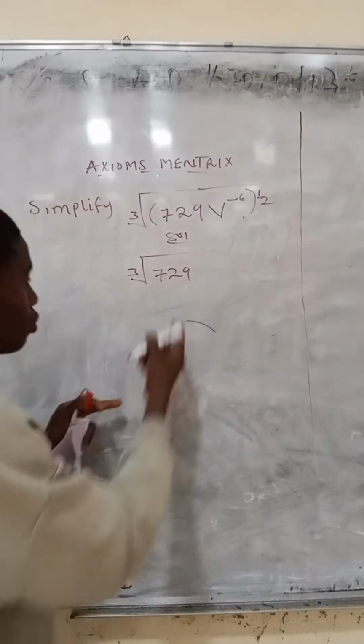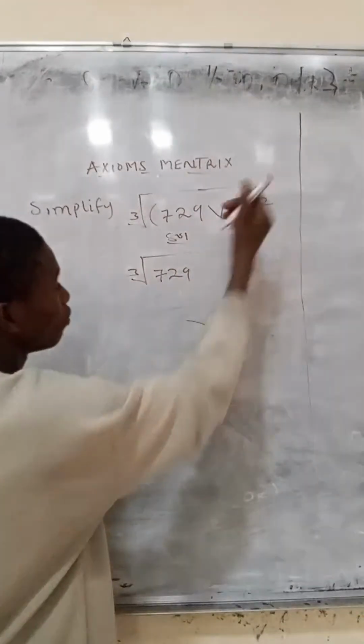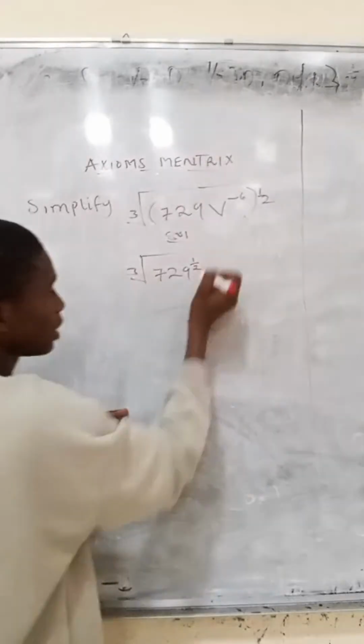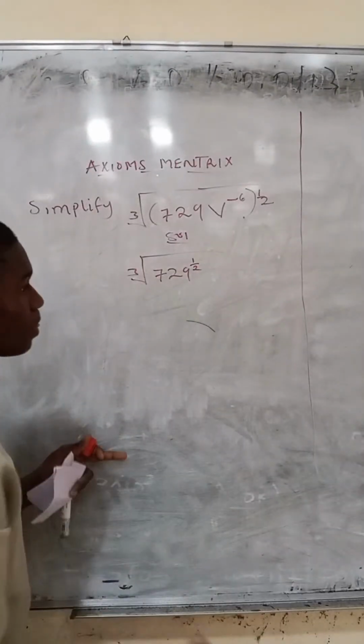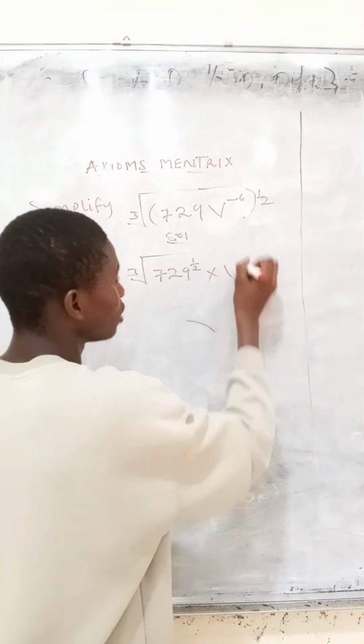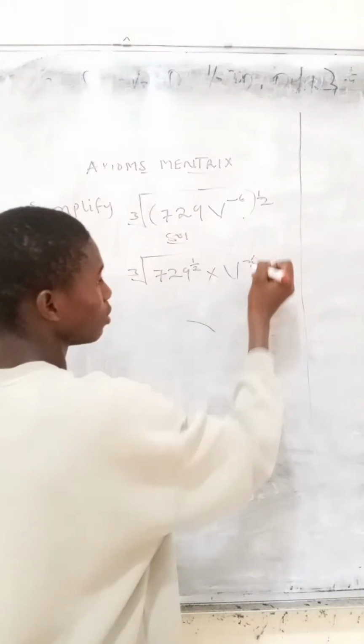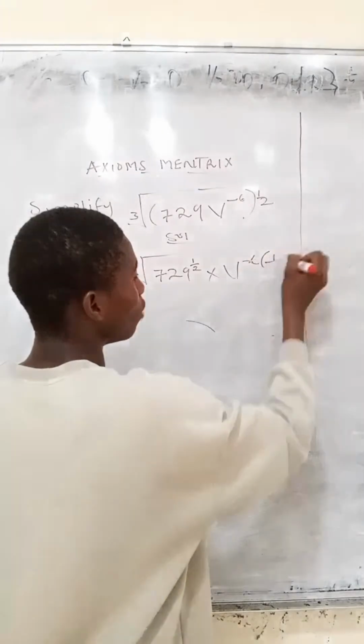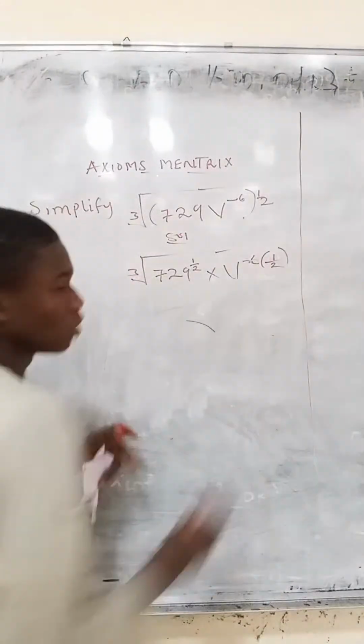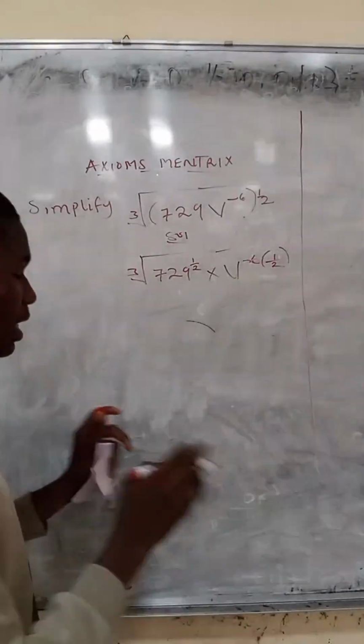So I'm going to have 729 inside the same root, with this 1 over 2 coming to this place, you understand? Because it's for both of them. Then secondly, we are also going to have our V minus 6, all to the power of 1 over 2. So let us break it down in this manner.